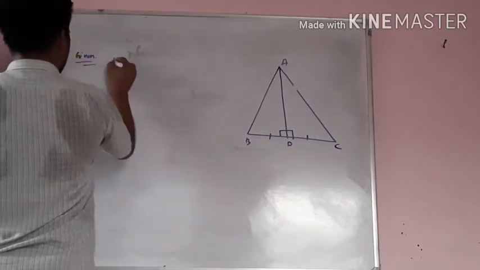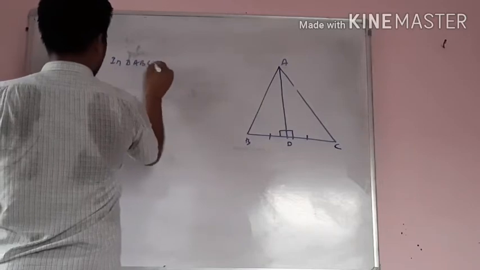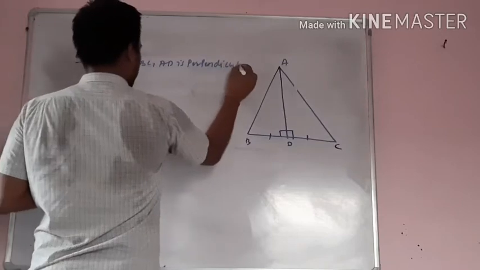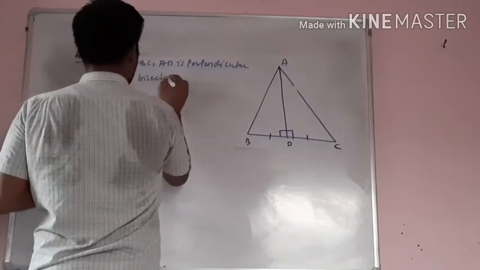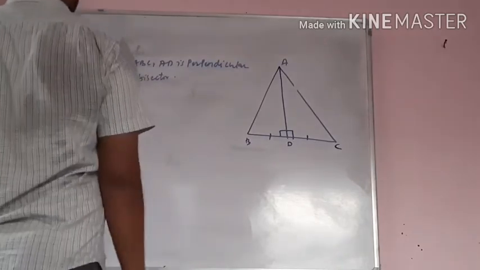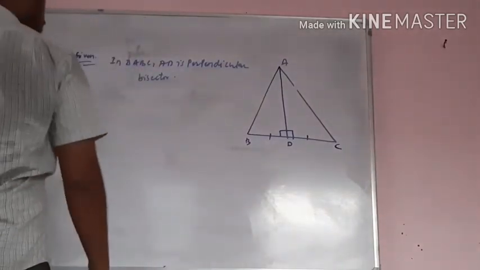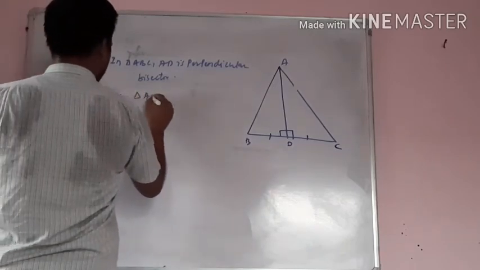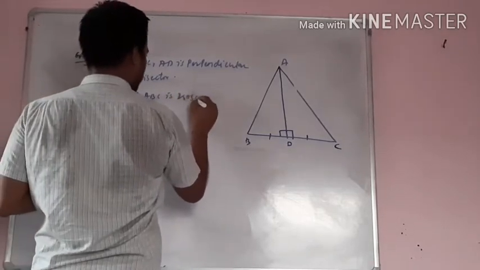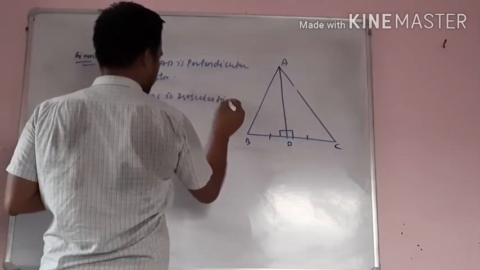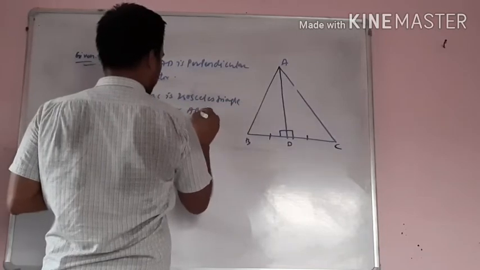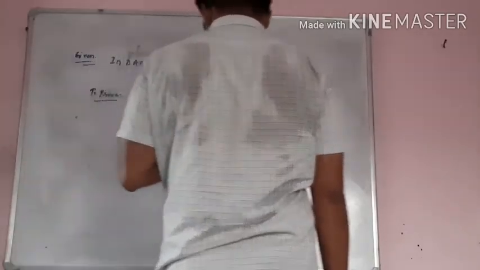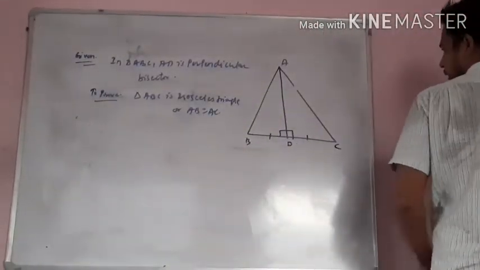Given: in triangle ABC, AD is the perpendicular bisector. To prove: triangle ABC is an isosceles triangle, or AB equals AC. Now see the proof.